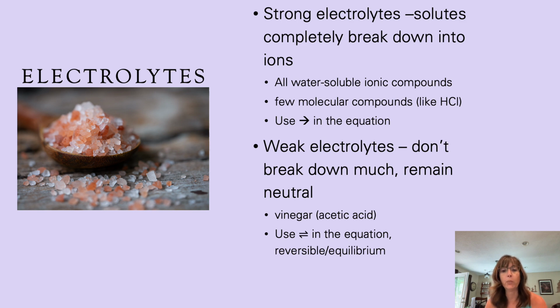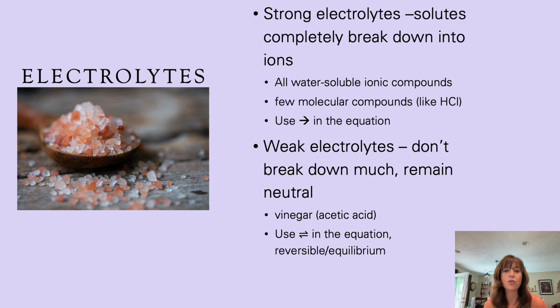Quite often in chemistry, we use the terms strong and weak. And a lot of students think strong acids or strong bases mean that they have a really high or really low pH. Honestly, all strong means is that the substance completely breaks down into ions. Weak, not so much. So a strong electrolyte is one where the solute completely breaks down into ions. These contain all water-soluble ionic compounds, and a few molecular compounds, your strong acids like hydrochloric acid. And when you're talking about something that is a strong electrolyte or a strong acid or a strong base, we use the single arrow in the equation to show that it goes to completion.